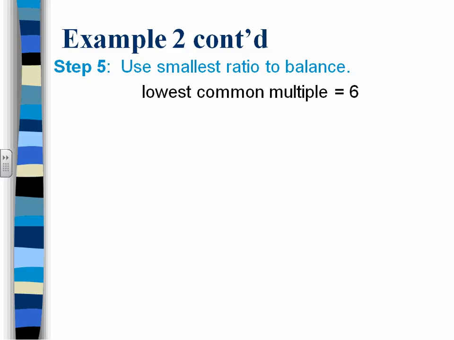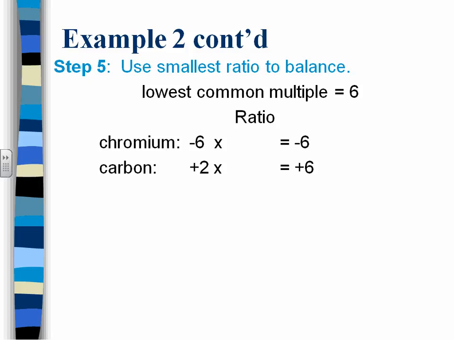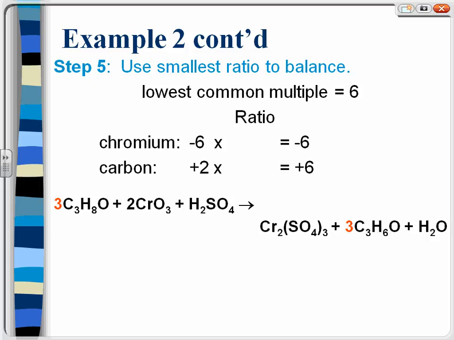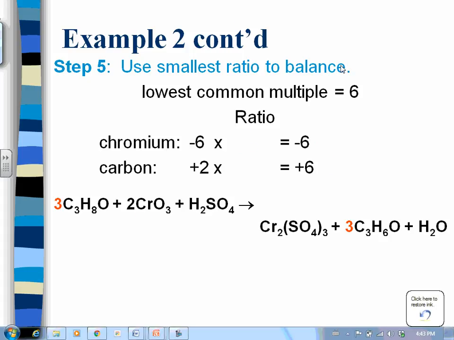I'm going to use the smallest ratio to balance, so the lowest common multiple is 6. My chromium, I'm going to leave alone because I already have 6 electrons moving. My carbon, I'm going to times by 3 to make it 6. So I kept the 2 that was here, and then I multiplied my carbons. This one's going to be times 1 to keep 6, and this one's going to be times 3 to make it 6. This means that my electrons transferred are exactly the same. That's how I got the 3 in front of each one of my carbons, as you can see in red.